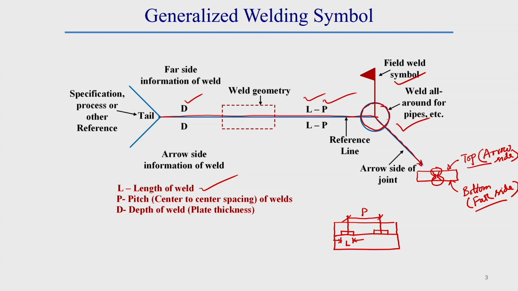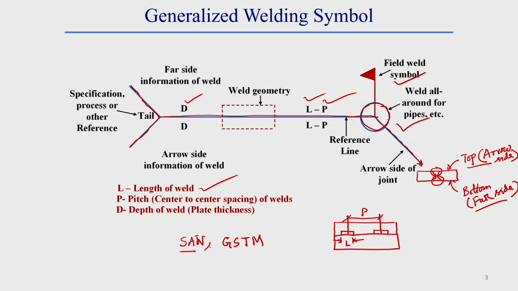Now sometimes we will also see that in this weld we use some tail in this reference line. This tail is called the tail of the reference line. Inside this tail we provide the specification, process or other reference. Like what happens if some welding we do by submerged arc welding. Let's say we are doing some welding by submerged arc welding. Let's say some sort of operation we have to do, GTAW or some operation.